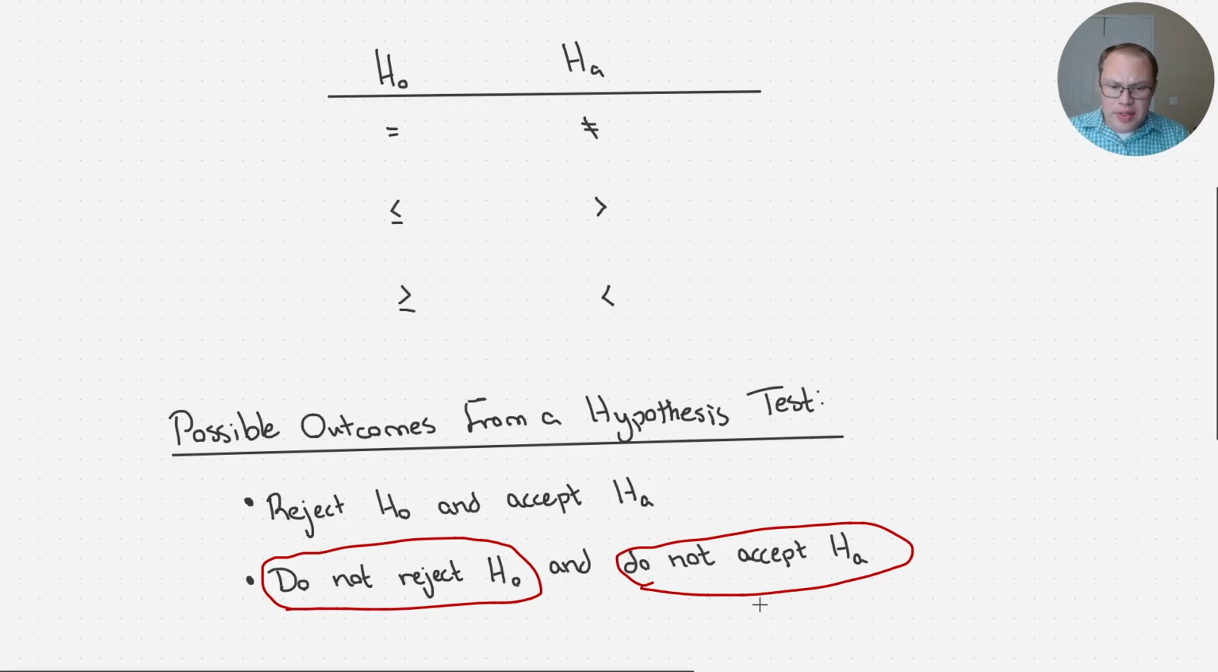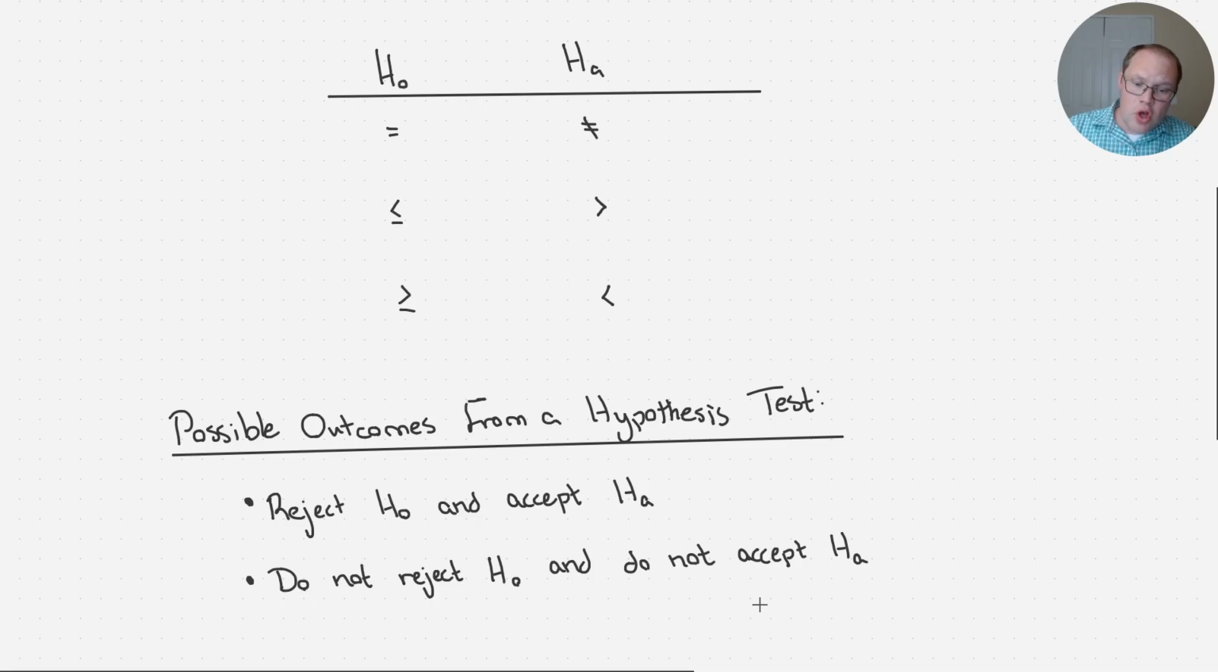Okay? Now, these are the only two outcomes that could happen from a hypothesis test. Notice there is no outcome that says we accept the null hypothesis and we reject the alternative hypothesis. That's not what we're trying to do here. We are trying to determine whether or not we have enough evidence to accept the alternative. We are not looking for evidence to accept the null hypothesis. Okay? And that's not something we can do with a hypothesis test.